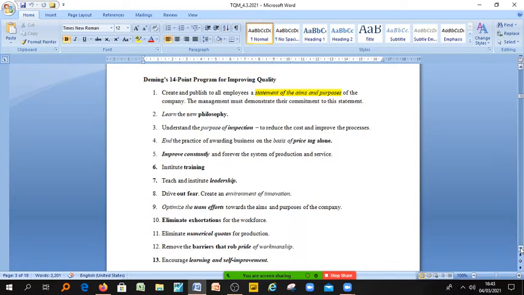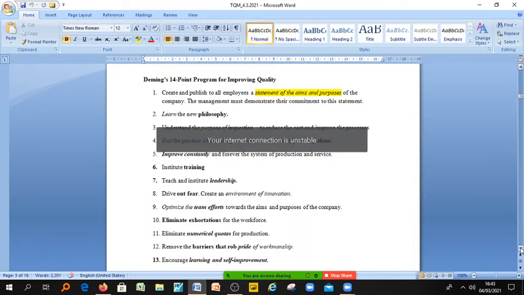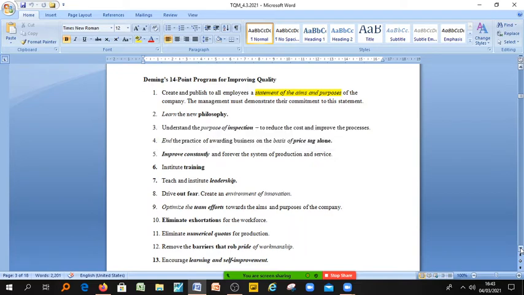Then he talked about driving out fear. Drive out fear from the employees. So when you're confident of what you're doing, at the end of the day, you produce quality products and you also provide quality services. So in a way, driving out fear would basically create an environment for innovation.